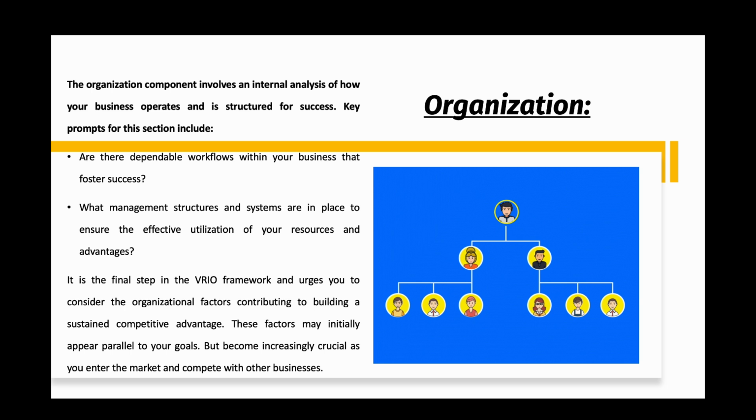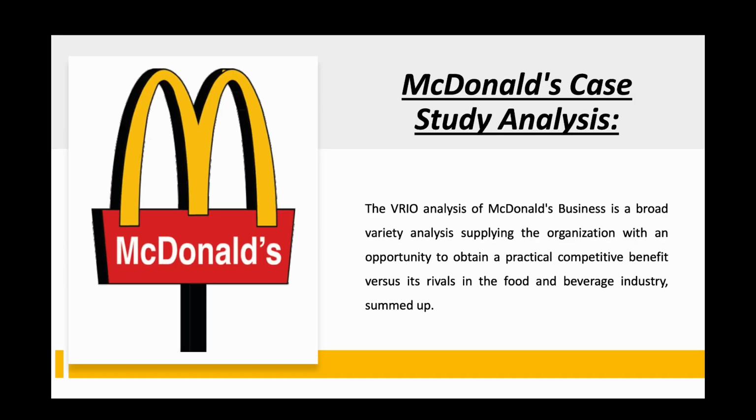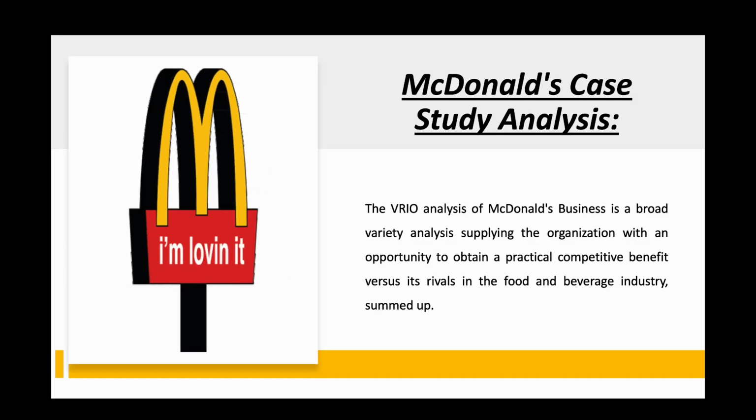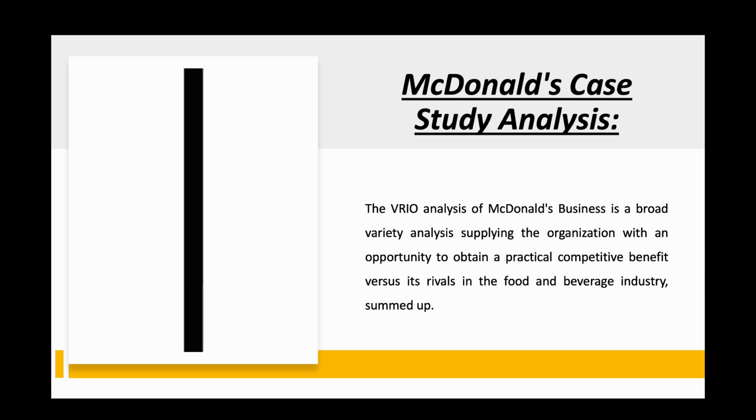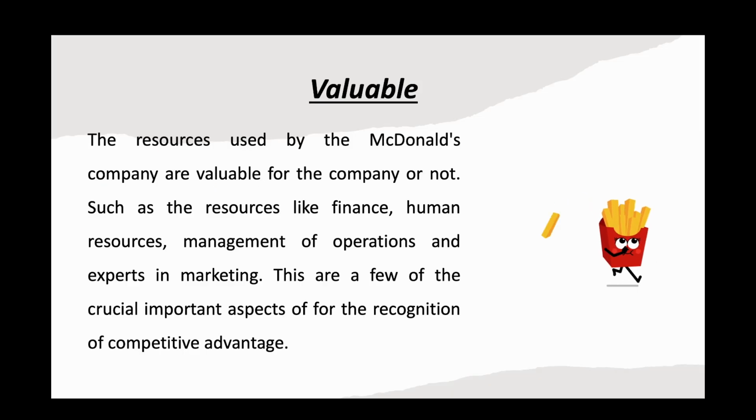Now let's do the VRIO analysis for McDonald's. The VRIO analysis of McDonald's business is a broad analysis giving the organization an opportunity to obtain a practical competitive benefit versus its rivals in the food and beverage industry. In summary, the resources used by McDonald's are valuable for the company or not, such as finance, human resources, management of operations, and experts in marketing. These are a few of the crucial aspects for the recognition of competitive advantage.